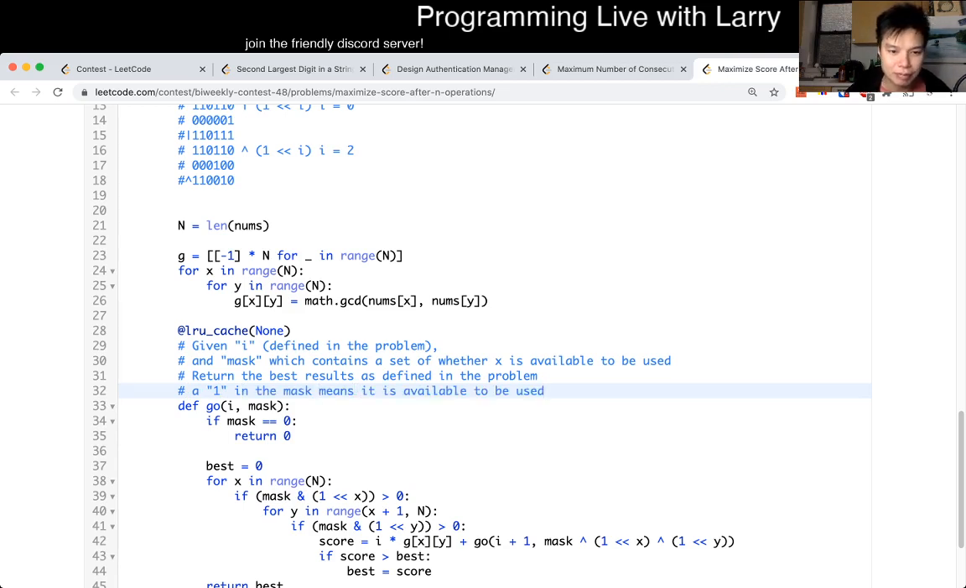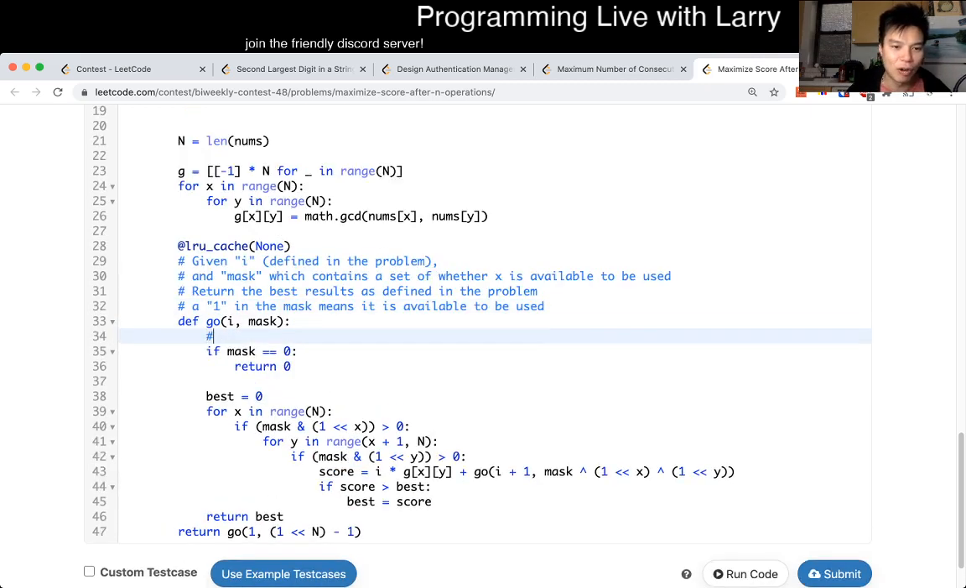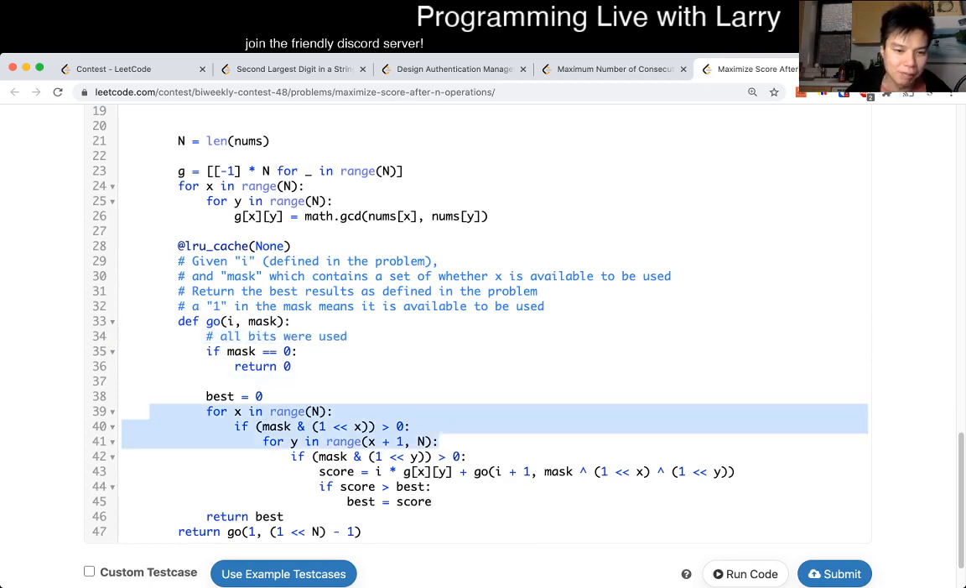Yeah. And so now you can think about it as if mask is equal to 0, all bits were used. And then this is just an n squared brute force, in that, you know, we check, can x be used? Yes. And can y be used? Yes.